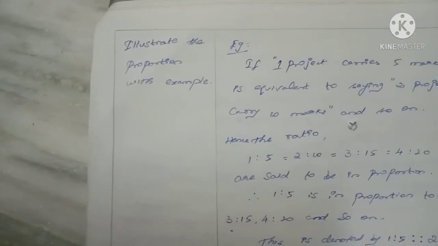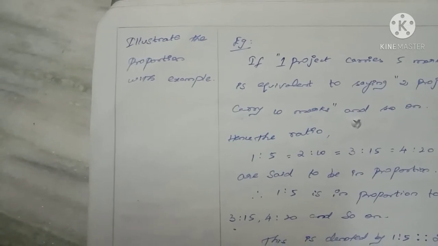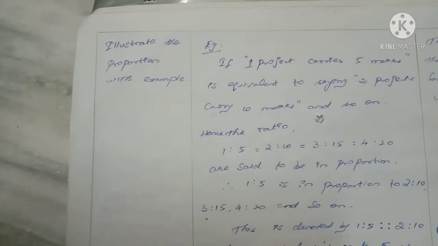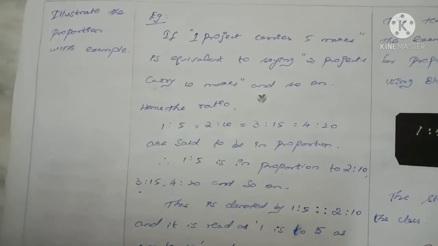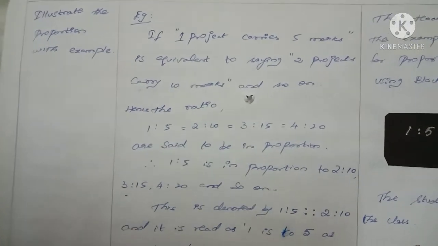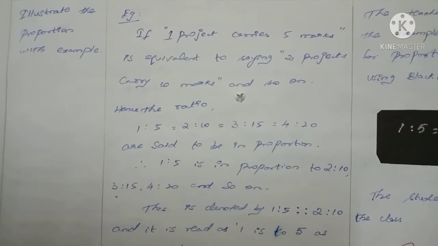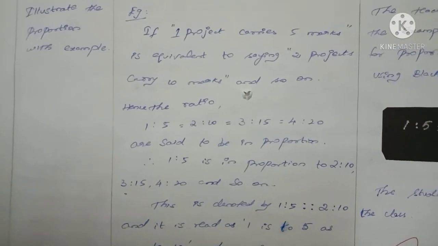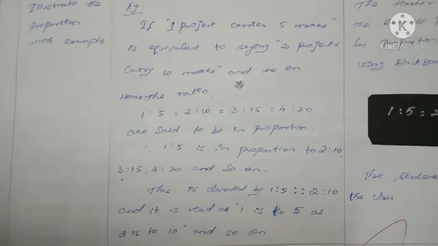In the second row, first box, illustrate the proportion with example. The next box, example. We have to write the example. If one project carries 5 marks, it is equivalent to saying 2 projects carry 10 marks and so on. So we have to solve the problem. It's already given in the book. Just look and write.